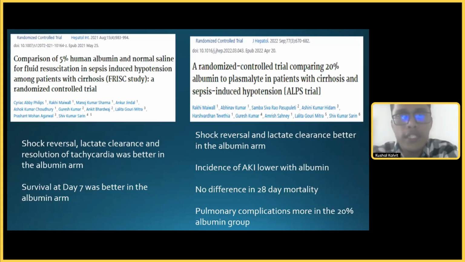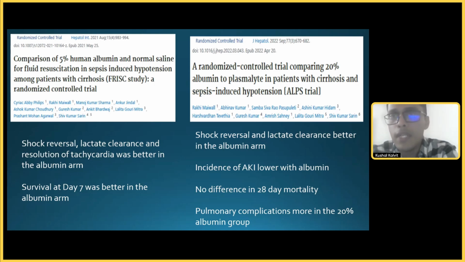Coming to two recent randomized controlled trials, again from India, I would like to tell you about the FRISK study and the ALBS trial. Both were done in cirrhosis patients presenting to us with septic shock. In the FRISK trial, they compared 5% human albumin and normal saline. These were small studies of a few hundred patients, and they found that shock reversal, lactate clearance, and the resolution of tachycardia, so the markers that we usually see at the bedside, were better in the albumin arm. And the survival at day 7, that is a very short-term survival, was also better in the albumin arm.